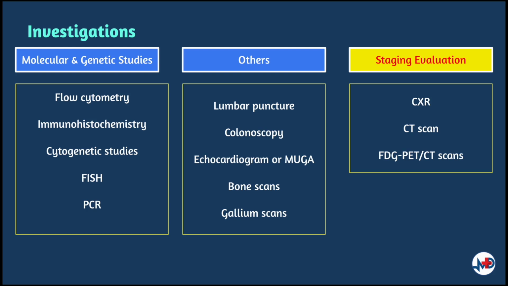A CT scan is useful for not only initial staging but also assessing treatment response and follow-up. And finally, a fluorodeoxyglucose positron emission tomography or FDG-PET scan or a CT scan is the gold standard for staging and evaluation of post-treatment in patients with aggressive DLBCL and follicular lymphomas.